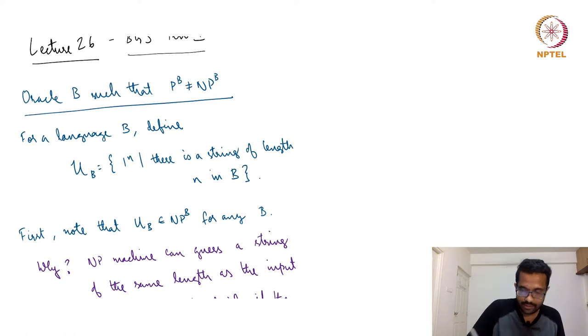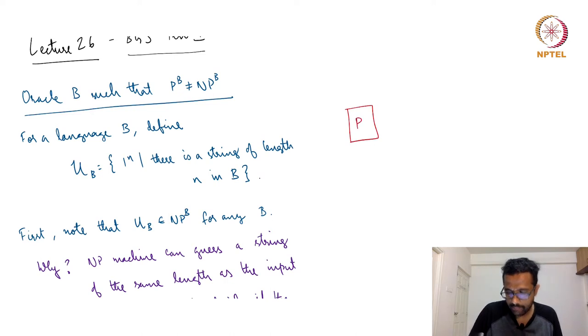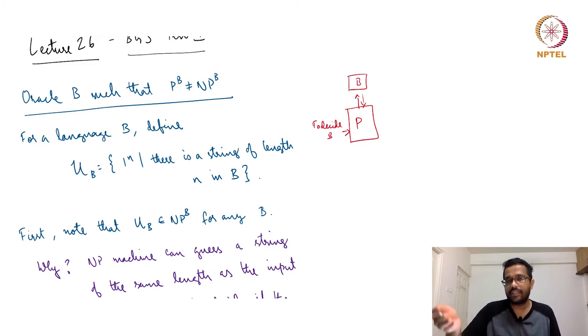So let me ask you this: suppose there is a polynomial time machine P that has access to an oracle B. So it can ask and the oracle will respond. Now suppose you have to decide the language B itself. It is certainly possible, right? To decide B, you just give it a string and the polynomial time machine will just give the same string as input to the B oracle and then output yes or no correctly, right?